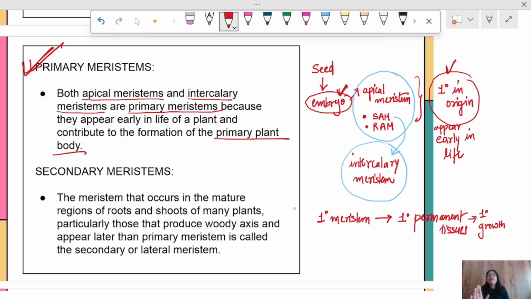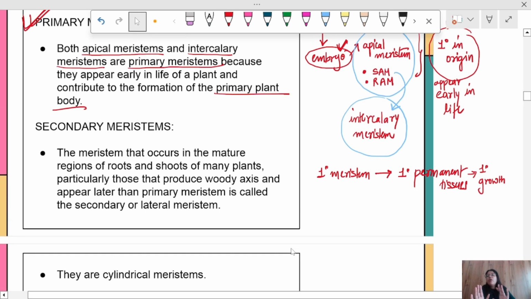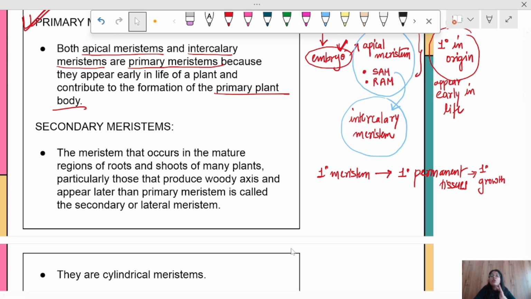Now secondary meristem. What is the meaning of secondary meristem? Secondary meristem only and only develops or appears in the mature part of the root and stem of many plants. Not all plants, many plants. Can I say primary meristem appears in each and every plant? Yes. Can I say secondary meristem appears in each and every plant? No, right? Actually, secondary meristem is responsible for making wood in the plant body.